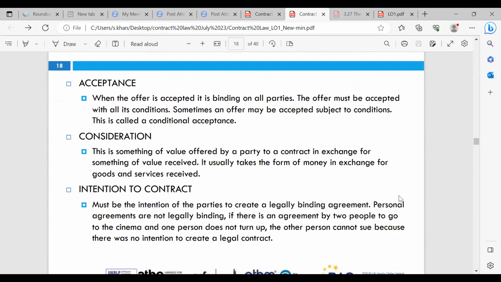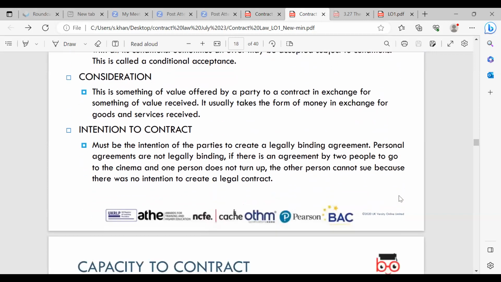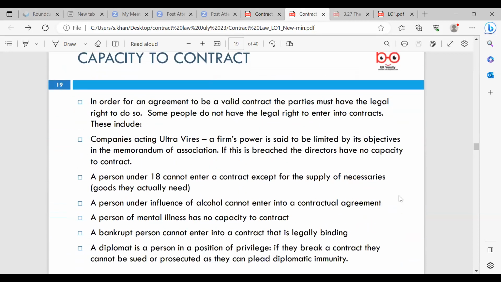Consideration. This is something of value offered by a party to a contract in exchange for something of value received. It usually takes the form of money in exchange for goods and services received. Then you've got an intention to contract, which must be the intention of the parties to create a legally binding agreement. Personal agreements are not legally binding. If there's an agreement by two people to go to the cinema, and one person does not turn up, that person cannot be sued because there's no intention to create a legal contract. Capacity to contract.